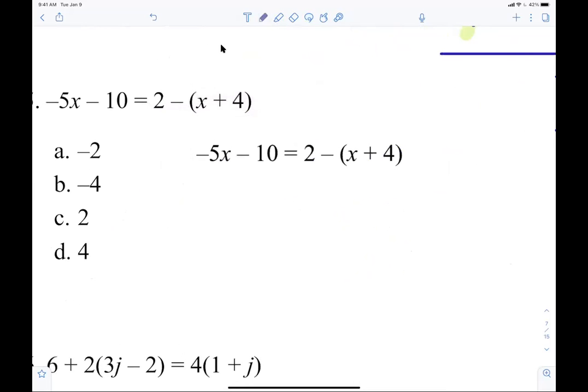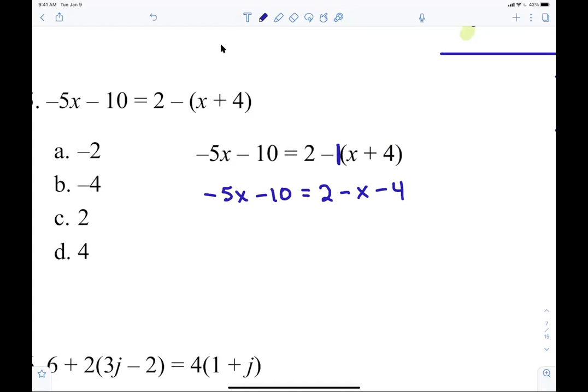Yeah, the reason why this one's a little harder, does everybody see we're distributing a what? We're distributing a -1. So negative 5x minus 10 equals 2 minus x minus 4. Is everybody okay with that?